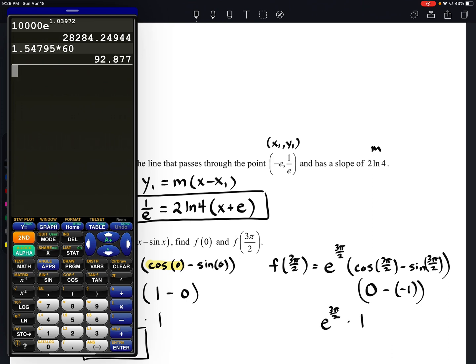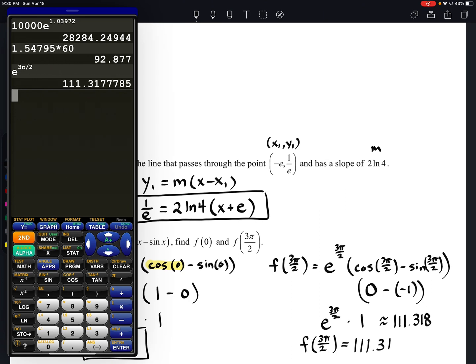So we just need to figure out what that value is going to be. Let's do e raised to that power of 3 times pi, and then we're going to divide it by 2. And it looks like it's about 111.318. And that is going to be our answer. So f of 3 pi over 2 equals 111.318. And obviously that's a rounded value.